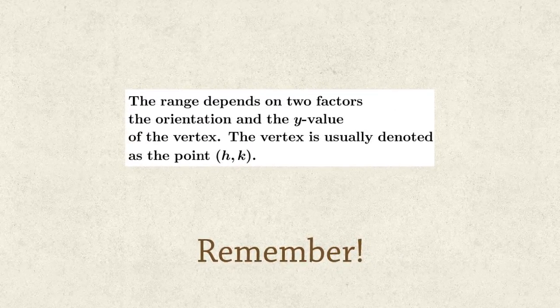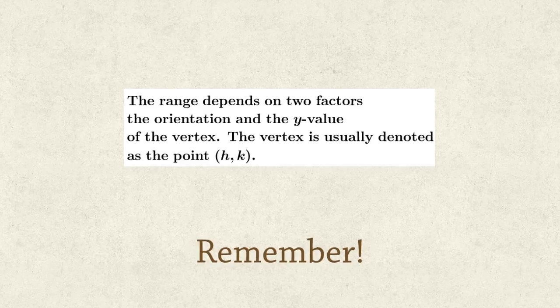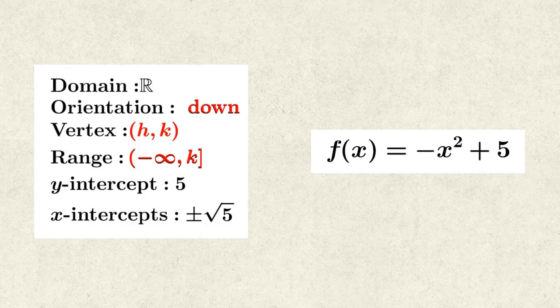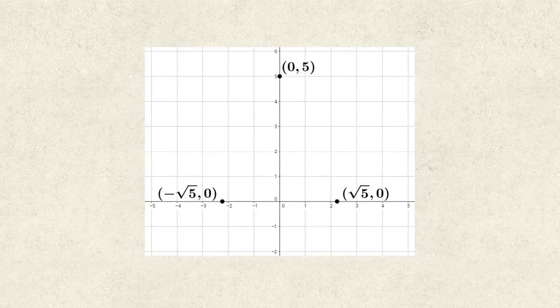Remember that to calculate the range, we need to know two things: the vertex and the orientation of the parabola. Our parabola opens down because the leading coefficient is negative. The vertex, labeled h, k, still has yet to be determined. But since we already know the y-intercept and the x-intercepts, we can begin by plotting these 3 points.